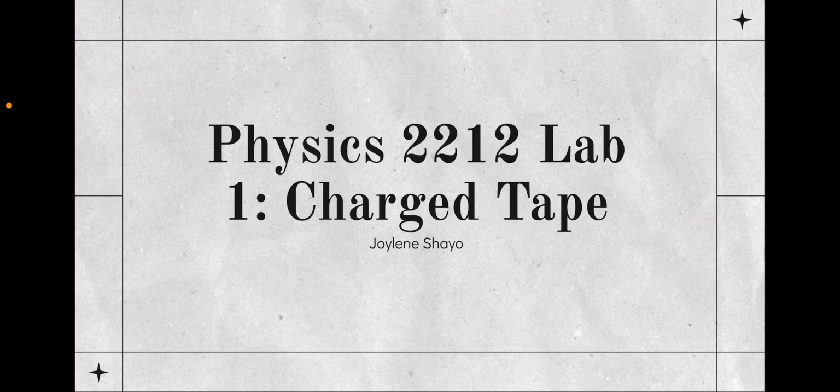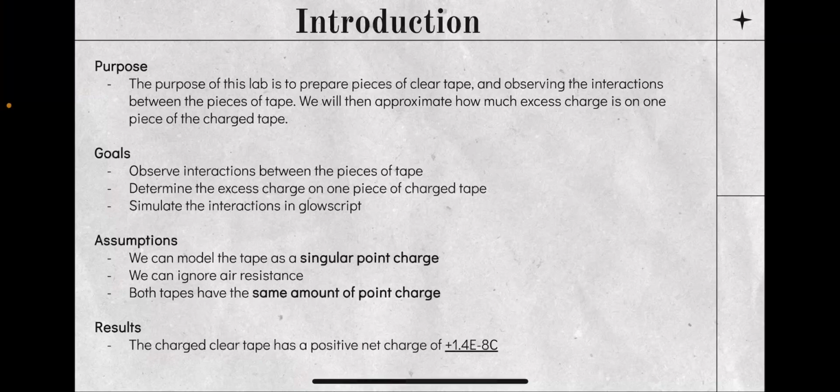Lab 1: charge tape. The purpose of this lab is to prepare pieces of clear tape and observe the interactions between those pieces of tape. We will then approximate how much excess charge is on one piece of the charge tape. Some goals of this lab are to observe the interactions between the tape, determine the excess charge on one piece of the charge tape, and simulate those interactions in GlowScript.